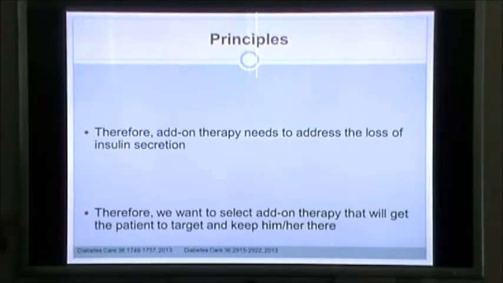So therefore, we want to select add-on therapy that will get the patient to target and keep him or her there.